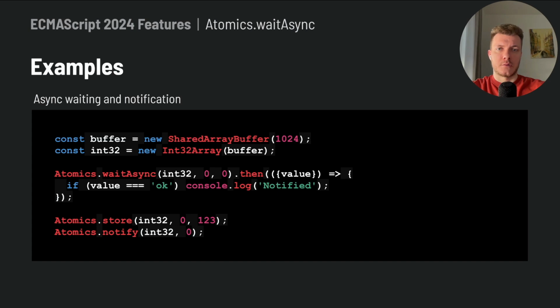Consider a shared array buffer where multiple threads or workers might be operating concurrently. Using waitAsync, a thread can asynchronously wait for a specific condition to be met in the shared buffer. In this example, a worker waits for the value at the first index of an array to change from 0.